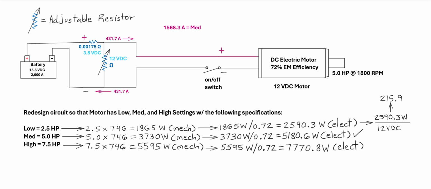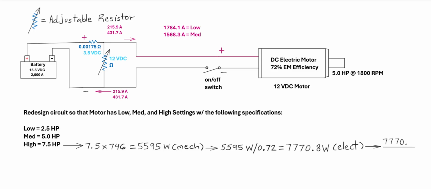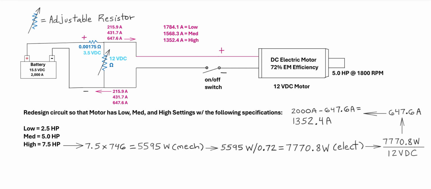So we would take the electrical power input at low and divide it by the voltage to calculate the amperes that must go to the motor, the DC current that must go to the motor. And so we can repeat this process for the high setting. So now we have the resistance range.